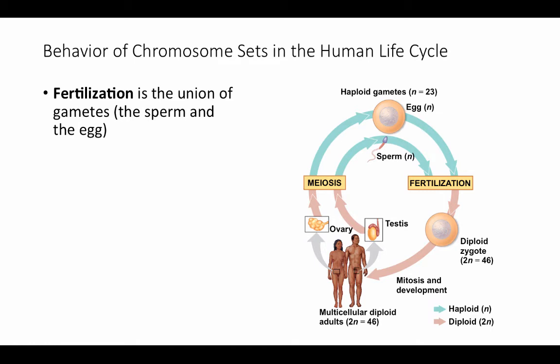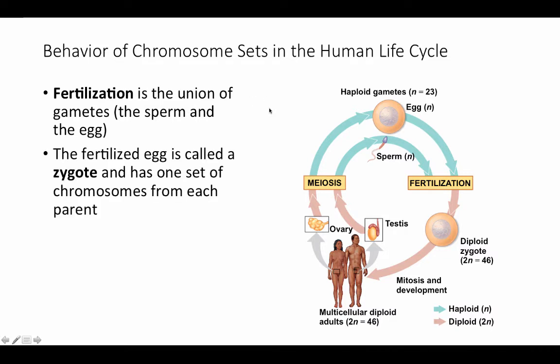So now let's take a look at the behavior of chromosome sets in the human life cycle. So again, fertilization is the union of gametes, in our case a sperm and an egg, and that fertilized egg is known as a zygote. So a zygote is diploid. It's a single cell that results from the fusion of the 2 gametes to form a diploid cell. It has 1 set of chromosomes from each parent. The sperm had a full set of chromosomes, the egg had a full set of chromosomes, and now it's going to form the diploid set with 2 copies of each chromosome.